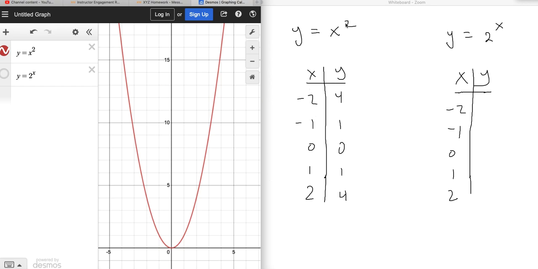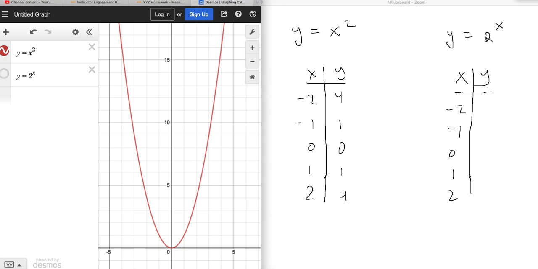If I put in negative 3, it's going to be a positive 9. It's going to be bigger than it was. It's going to keep getting larger by larger increments every time. And then the same thing on the positive side, positive 9, positive 16.